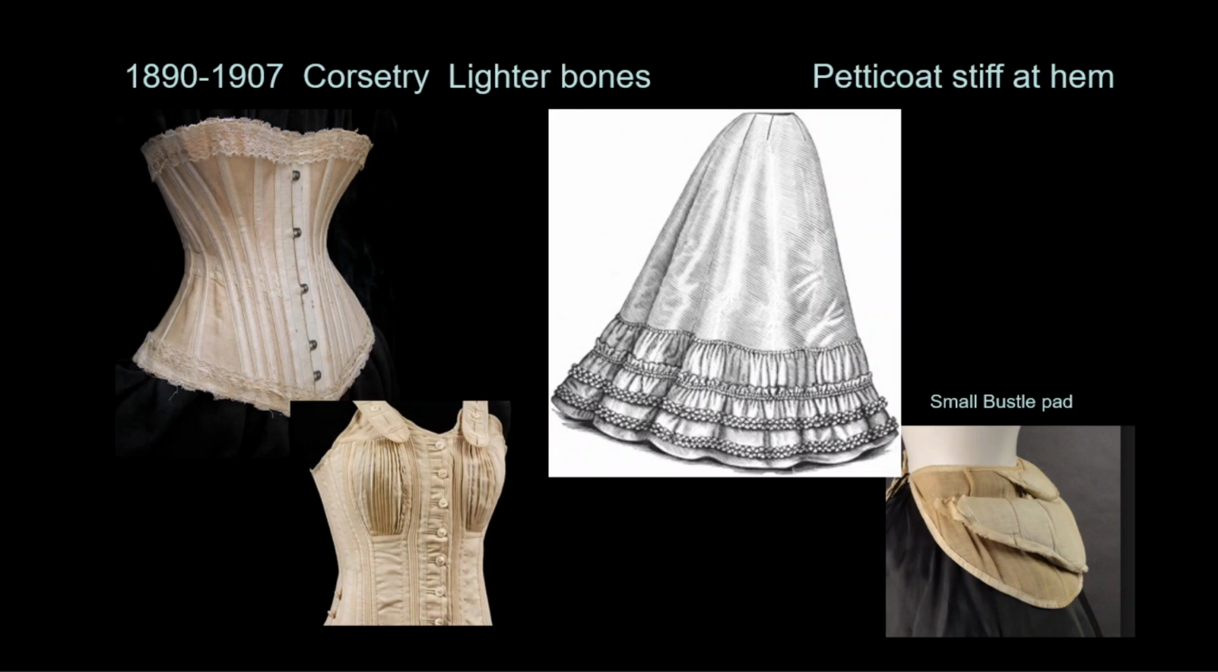Petticoats are bell-shaped, with ruffles and stiffeners at the hem to shape the outer skirt. Notice there's more fullness in the back, and the front is relatively straight. Women wore a very small bustle pad to shape the back of the skirt in a subtle curve.